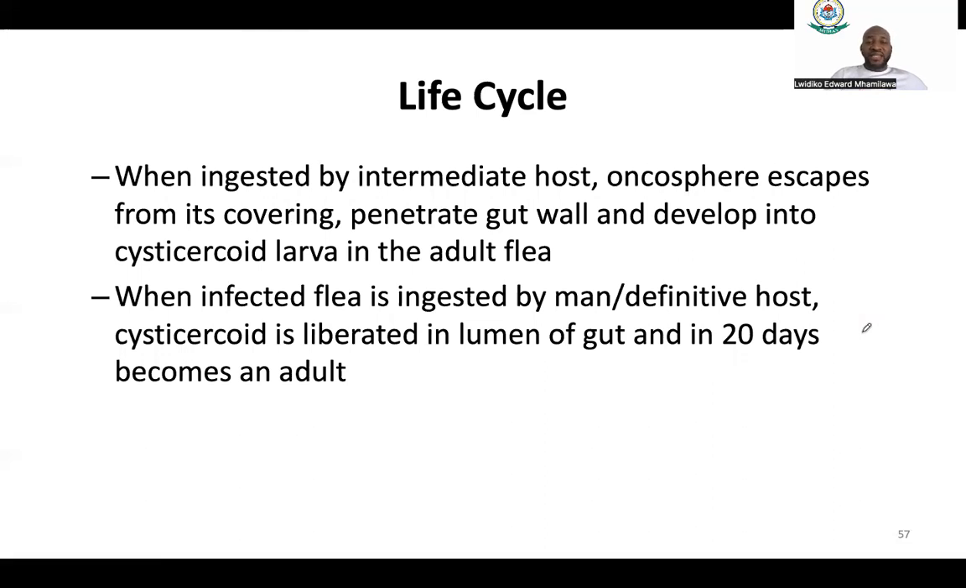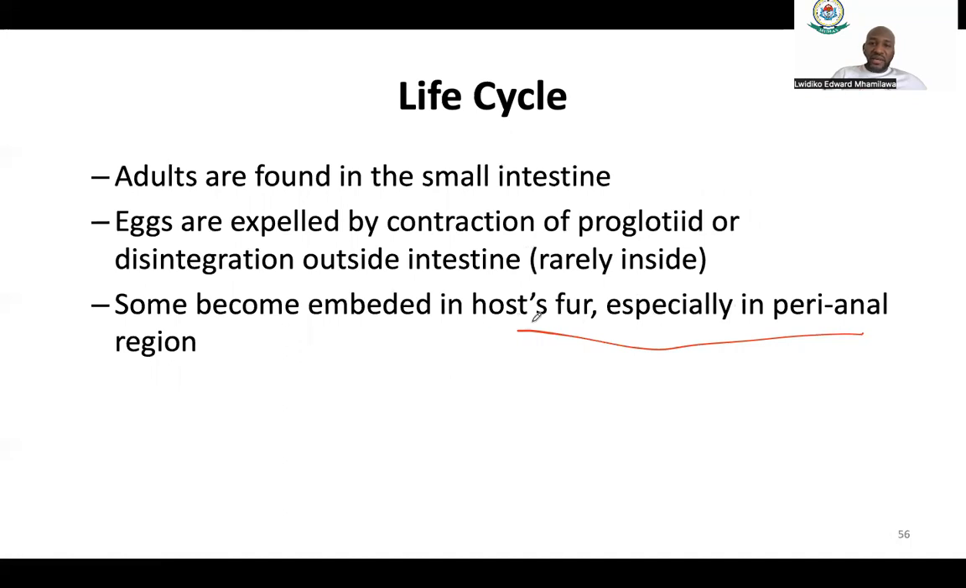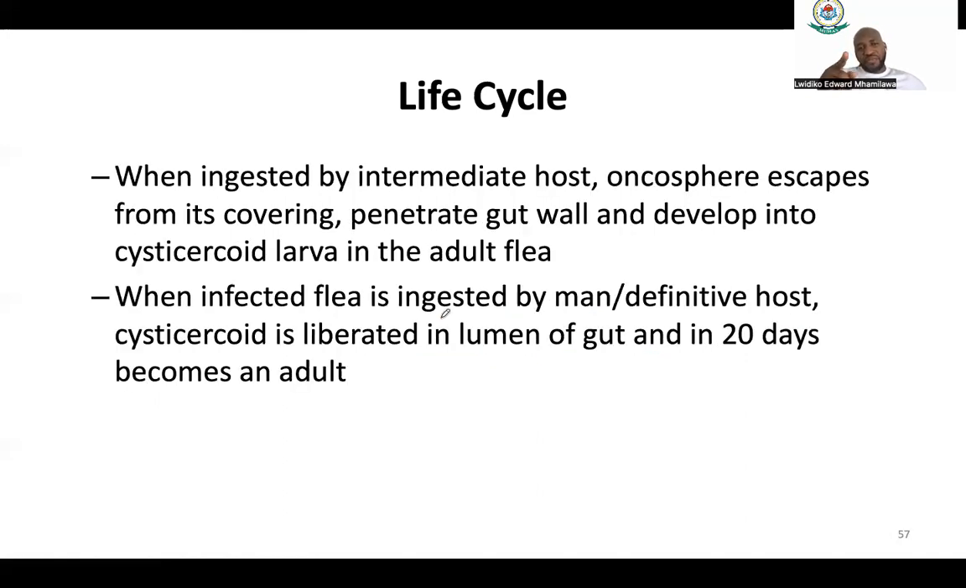When ingested by the intermediate host, the oncospheres escape from their covering and penetrate the gut wall, developing into the cysticercoid larva inside the adult flea. So this is an important thing. Why did I mention that they are embedded in the host fur? Because these are the dogs. Dogs can have fleas, and fleas are usually within the fur coat of the animal. So if there are proglottids or eggs around the flea areas, these fleas can eat them, and then they will develop into the cysticercoid larva inside the flea.